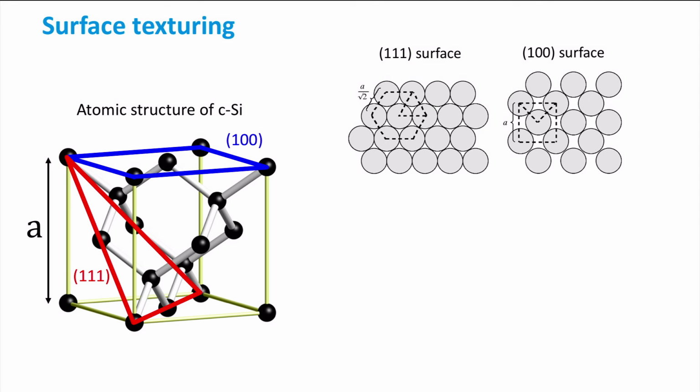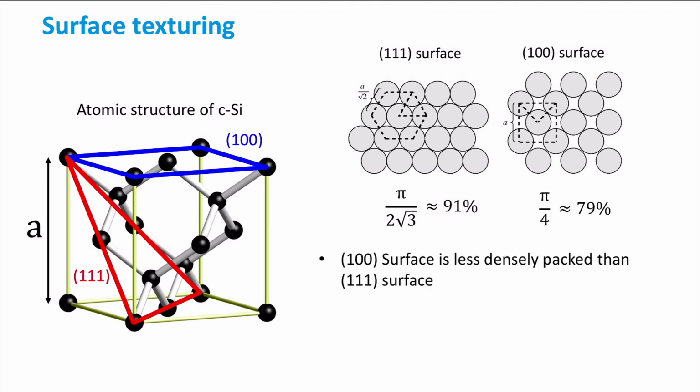This is what we call the packing density and can be calculated as the fraction of the area taken by the atoms. For the 1, 1, 1 orientation, this packing density is calculated to be pi over 2 times the square root of 3, which is around 91%. For the 1, 0, 0 orientation, the packing density is pi over 4, which is around 79%. If you are interested in how these packing densities are calculated, have a look at some literature on material studies of the face-centered cubic structure.